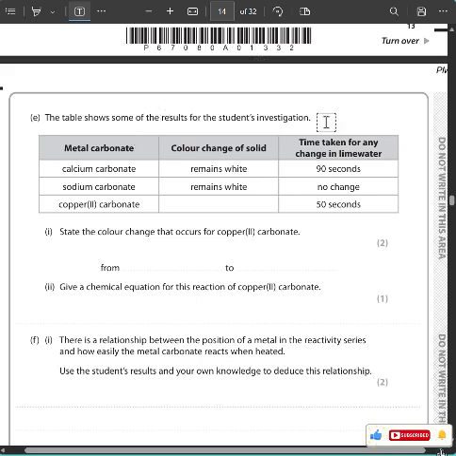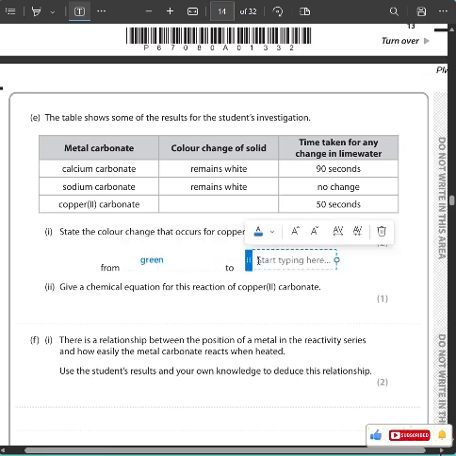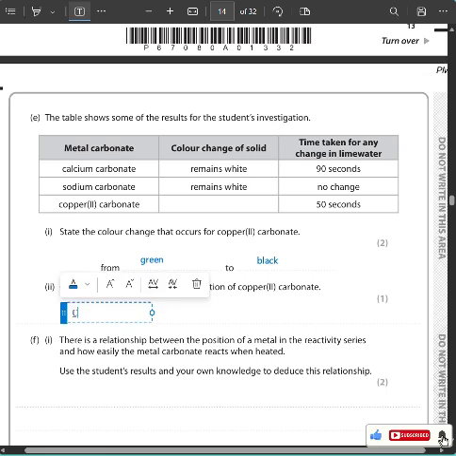The table shows some of the results for the student's investigation. State the color change that occurs for copper carbonate. Okay, copper carbonate turns from green to black. Give a chemical equation for this reaction of copper carbonate. Copper carbonate gives copper oxide plus CO2, or carbon dioxide.